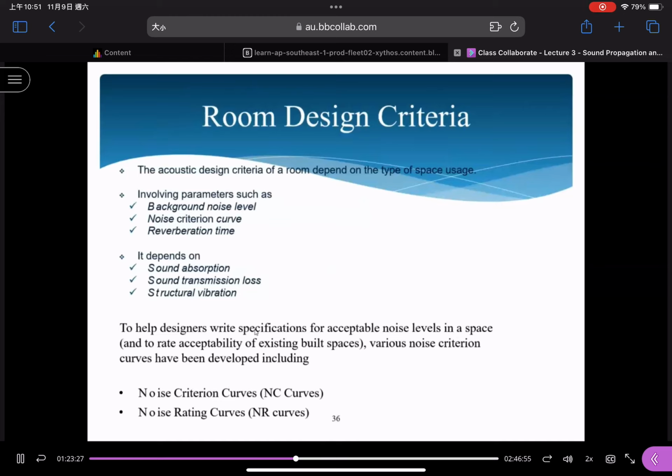The first one is background noise level. The second one is the NC curve, the noise criteria curve, and the final one is the reverberation time. Background noise is very simple. We just use sound level meters to do measurements to find out the background noise.